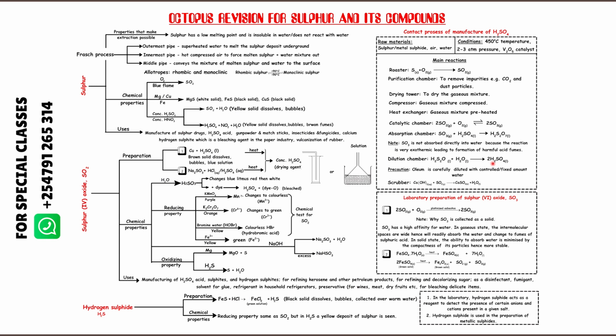Once you form the oleum, the oleum is carefully diluted with a controlled amount of water to form 98% concentrated sulfuric acid. Remember, there are two precautions there. One, you cannot dissolve sulfur 6 oxide in water because the reaction is highly exothermic, leading to the formation of harmful acid droplets. Number two, in the dilution chamber, we are diluting oleum.